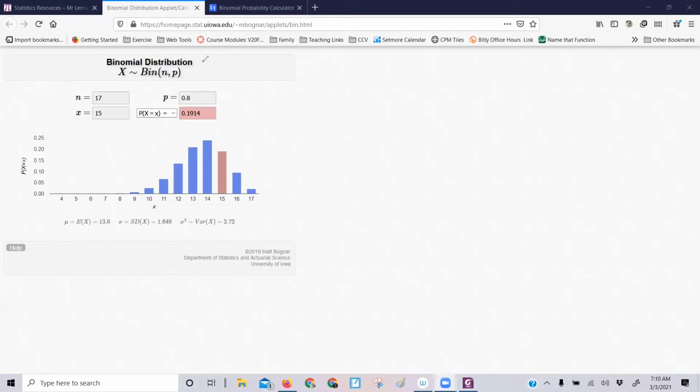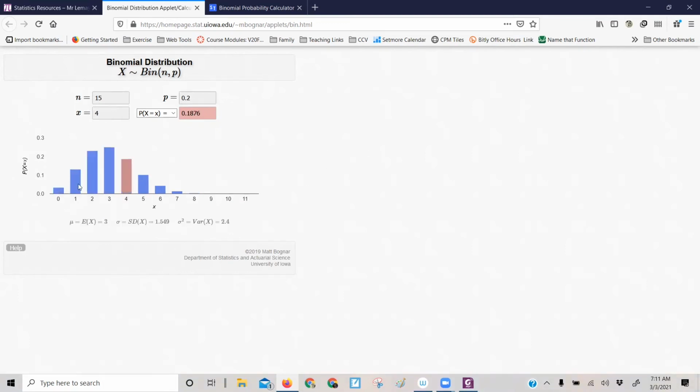Well, the next question says they were looking for the probability that we have less than 4 successes out of 15. So 15. Now, the mistake that people will make using this calculator, they'll type in a 4, and of course the probability now is 0.2, not 0.8. So I got to change it to that. And notice how it becomes right skewed. That's because the probabilities are such.